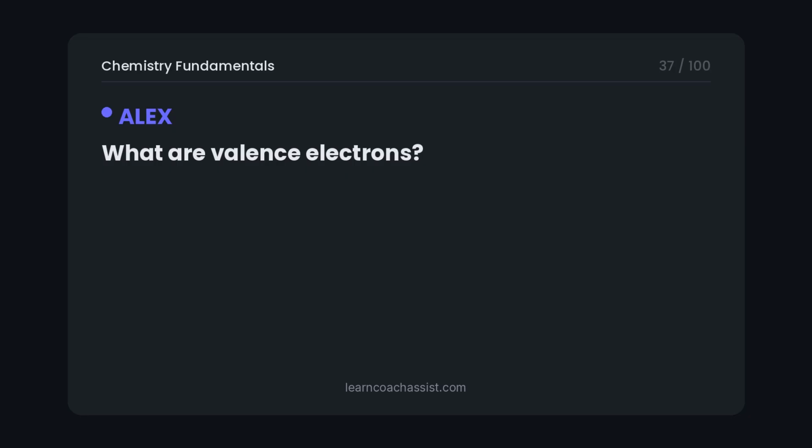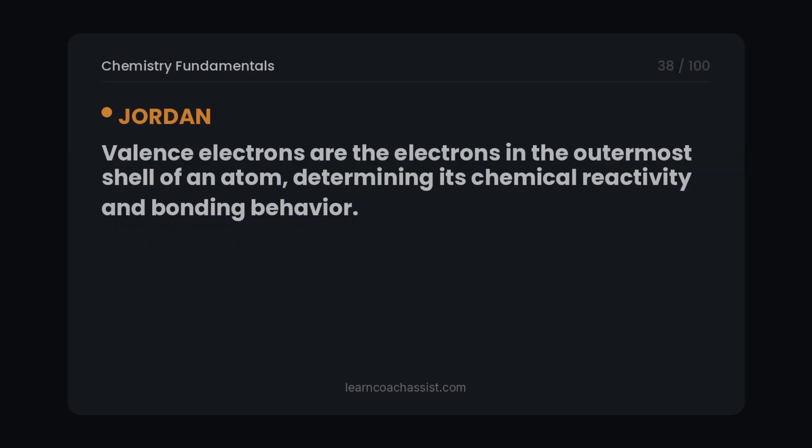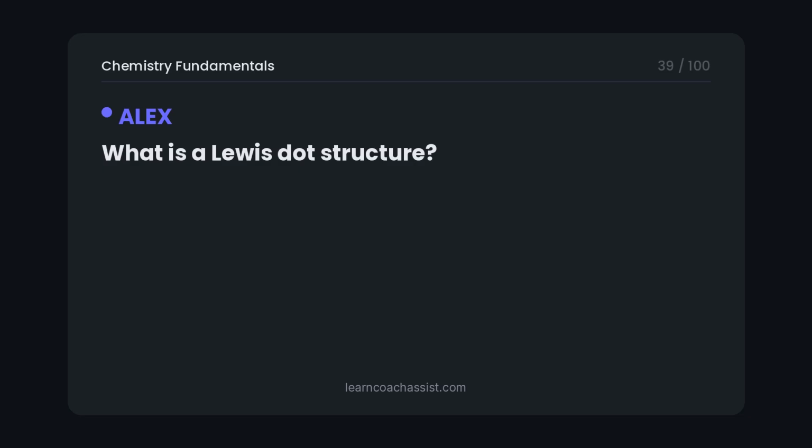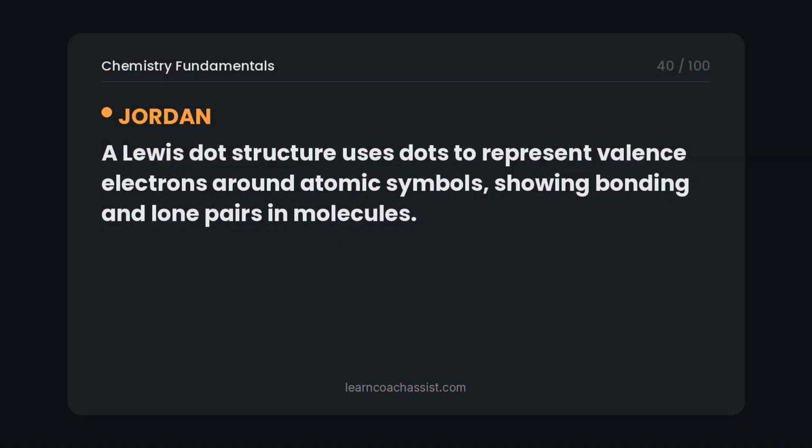What are valence electrons? Valence electrons are the electrons in the outermost shell of an atom, determining its chemical reactivity and bonding behavior. What is a Lewis dot structure? A Lewis dot structure uses dots to represent valence electrons around atomic symbols, showing bonding and lone pairs in molecules.